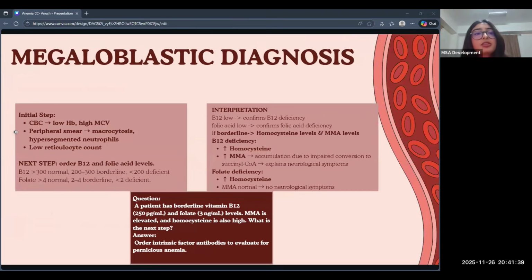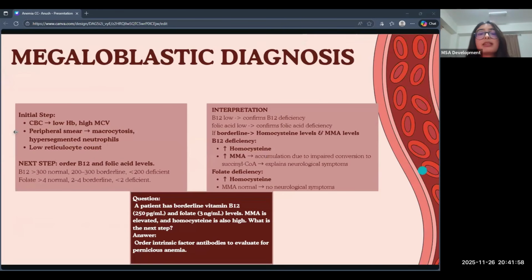Okay, now coming to megaloblastic diagnosis. So what do you do? First of all, you do a CBC, like always. You find low HB, anemia, high MCV, macrocytosis. In the peripheral smear, you'll see exactly that. You'll see macrocytosis, you'll see hypersegmented neutrophils, and there'll be a low reticulocyte count.